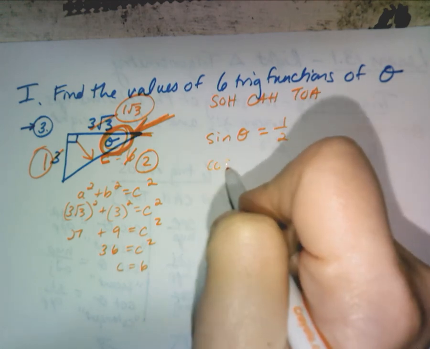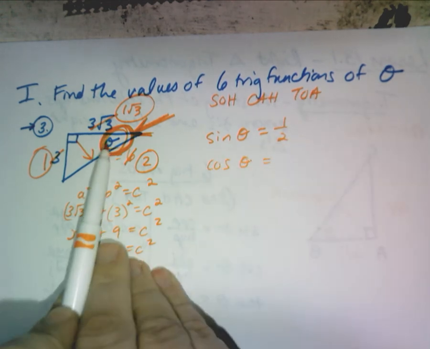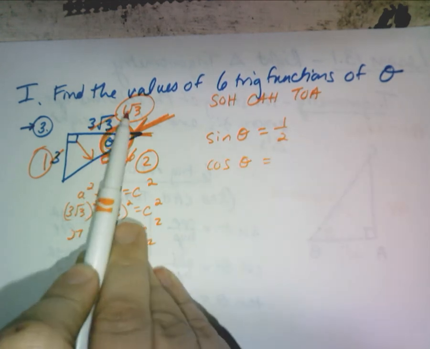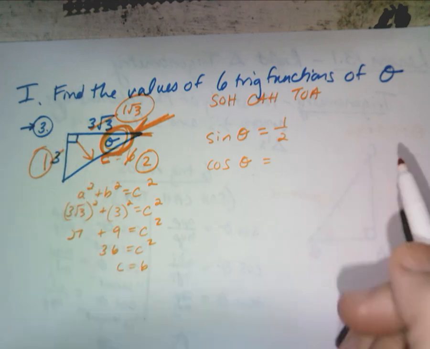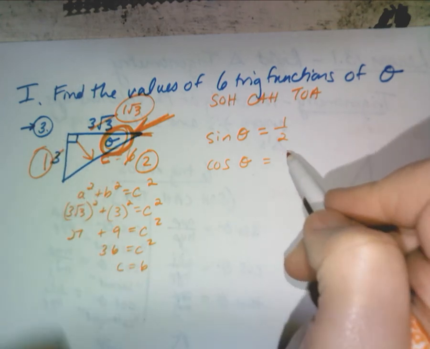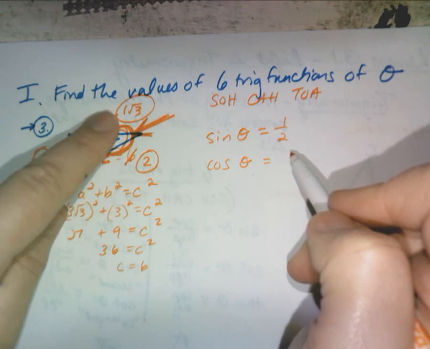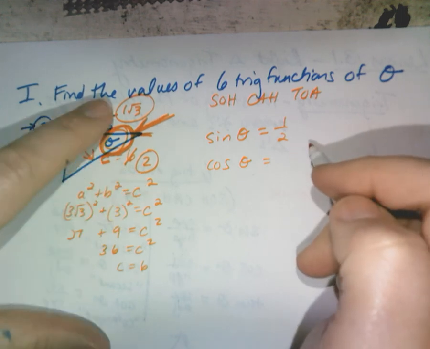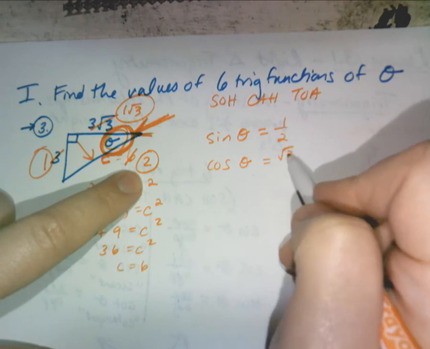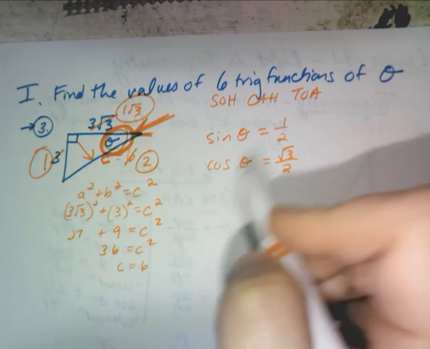And I want the cosine of theta. So now I'm standing at theta. I want the adjacent over the hypotenuse. What would that be? Adjacent over the hypotenuse. 2 over root 3 or root 3 over 2? Root 3. Has to be the adjacent. Over 2 is the hypotenuse.